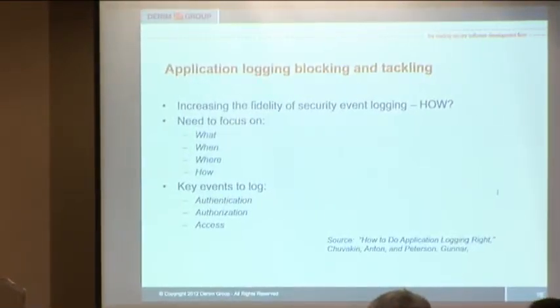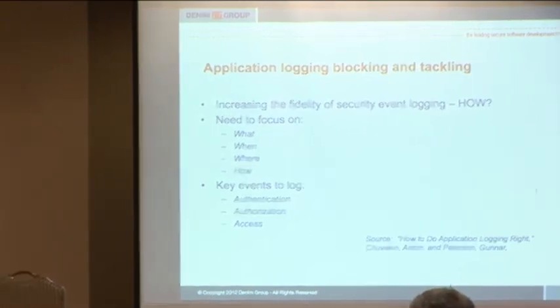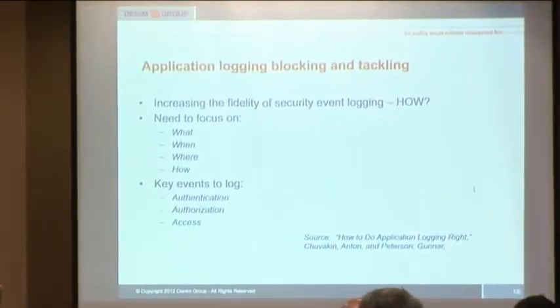Think of, again, those are network activities: authentication, authorization, access. But look at it from the application level as well. What's being passed into the app and what's being passed out. If you were to read nothing else, there's a couple of great sources. How to Do Application Logging Right, a great white paper. There's also an OWASP site on this. If you do nothing else after this presentation, go read those two because they're exceptional.